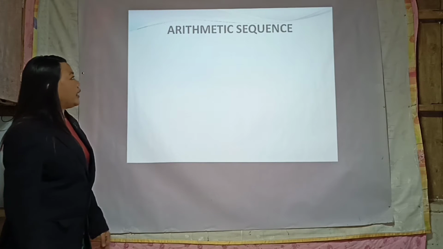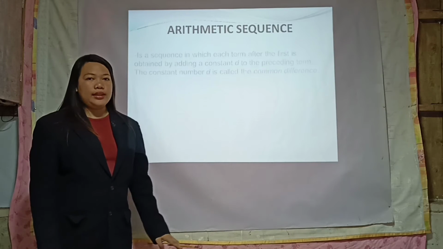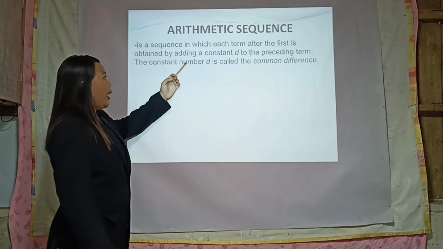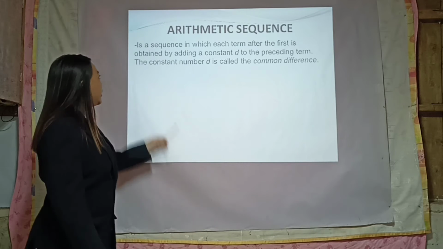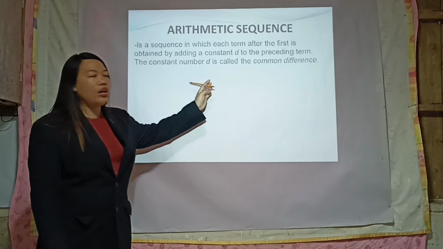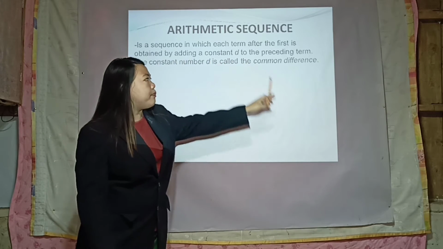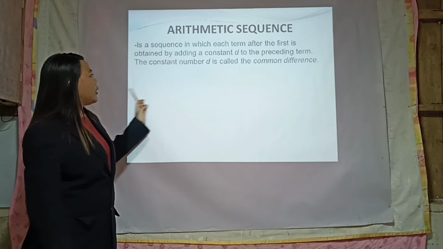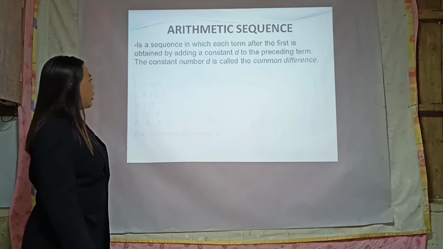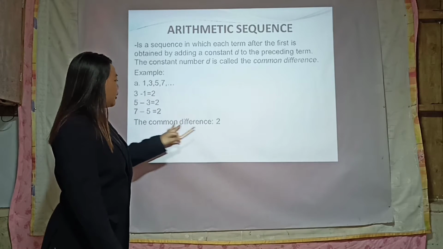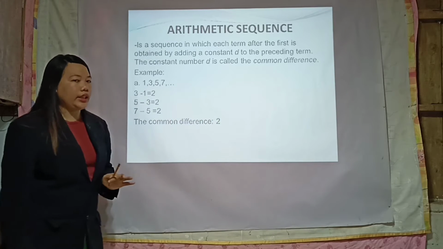So, now let's proceed to arithmetic sequence. An arithmetic sequence is a sequence in which each term after the first is obtained by adding a constant d to the preceding term. The constant number d is called the common difference. So let's see how to get the common difference of a sequence.